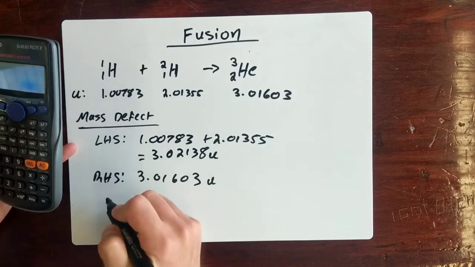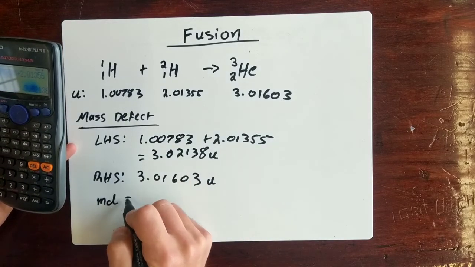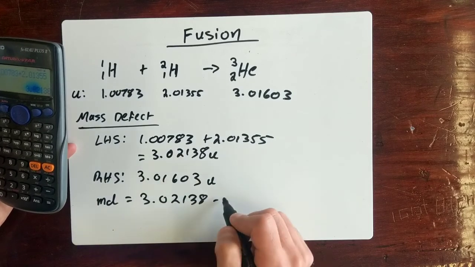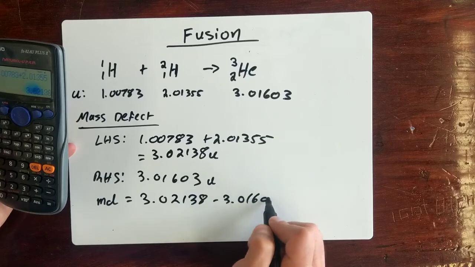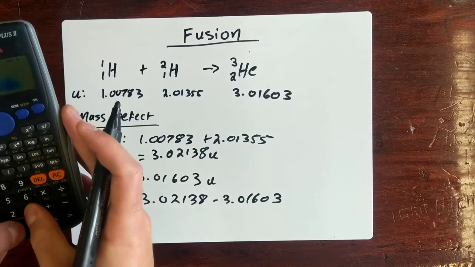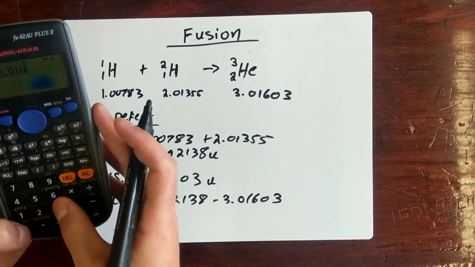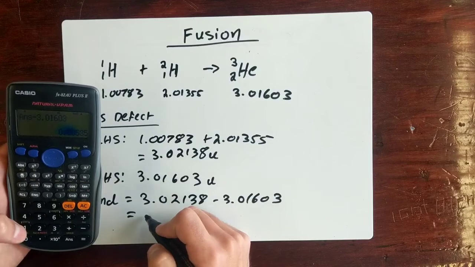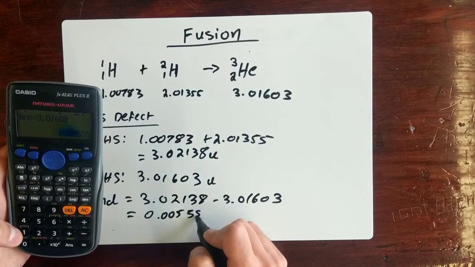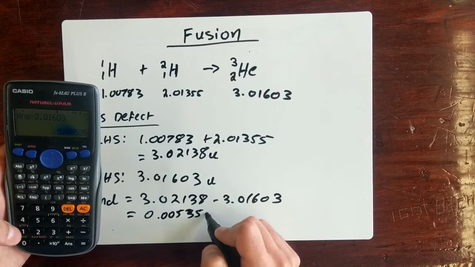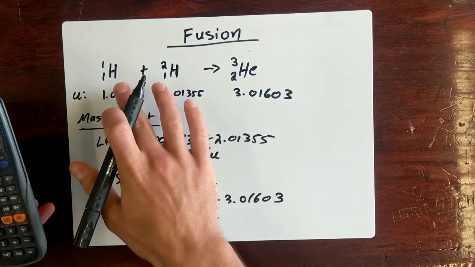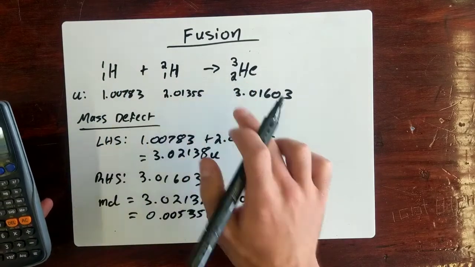Notice, like we expected, the sum of the masses on the left is greater than the sum of the masses on the right. That means that my mass defect is going to be 3.02138 minus 3.01603, which equals 0.00535. That is the mass that is lost when these two nuclides fuse to form helium-3.